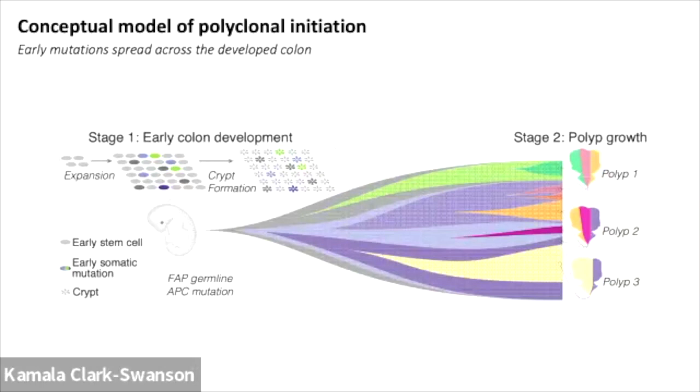Those crypts go on to undergo fission and spread out, and you have clonal interference and competition happening throughout the development of the colon. Once you get to the point where you begin to form a polyp, we think that there are multiple seeds or crypts going into these polyps, forming polyclonal initiation, at least at that initial stage.